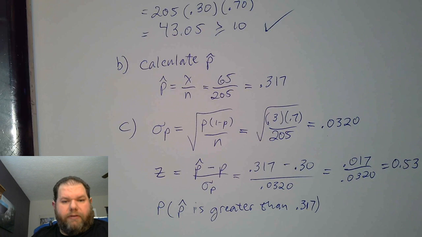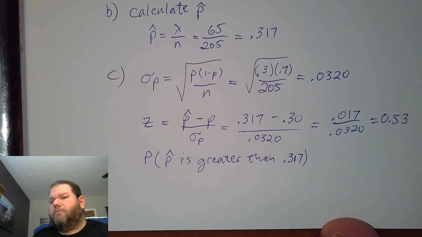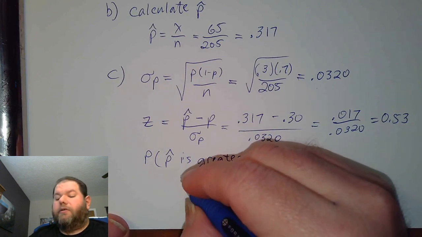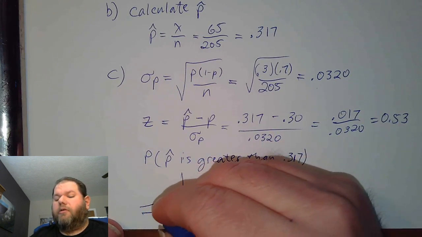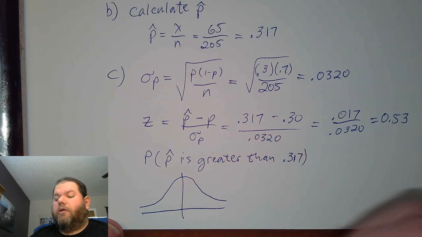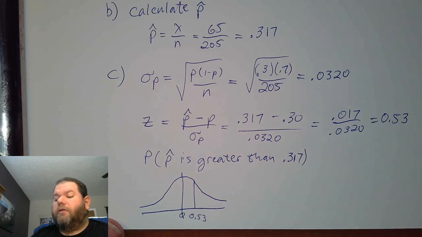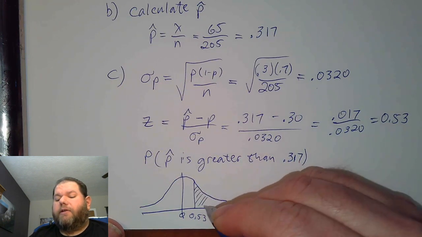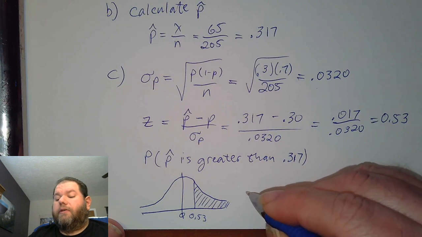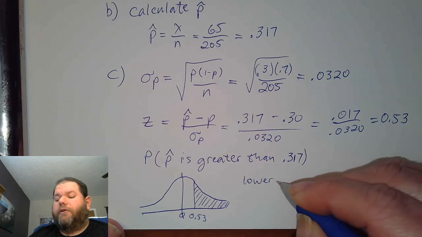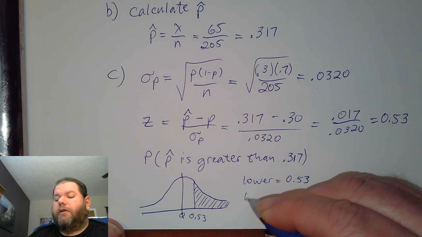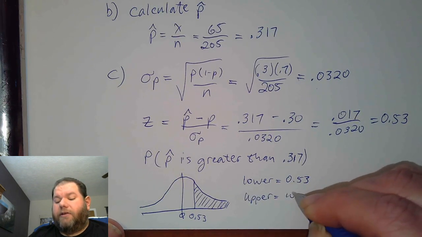But greater than is the key phrase here, because that means we'll shade to the right of the z-score that we found. Zero's in the middle, so 0.53 is a little bit to the right. We want the probability that's greater than that, so we shade to the right of that. So our lower bound for this area is 0.53, and our upper bound is 10.